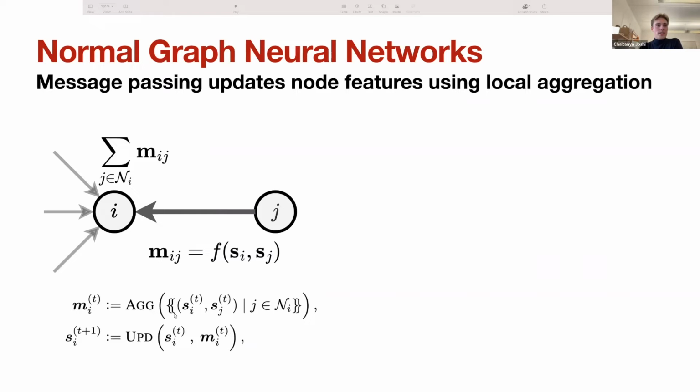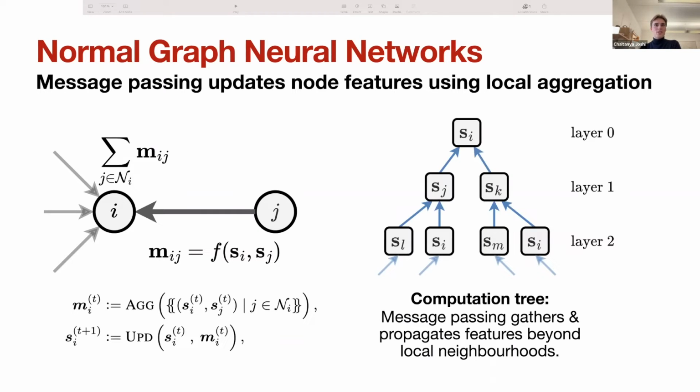We aggregate those messages, and the double brackets here mean that we aggregate them as a multiset. So we only know how many messages of which type we get, but we don't actually know which message came from which exact node. And that comes from the requirement for permutation invariance, or permutation equivariance, in graph neural networks. And then we update our features based on the aggregated messages that we've received from all the other nodes.